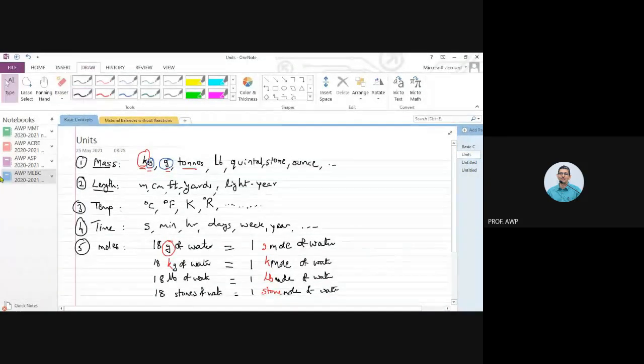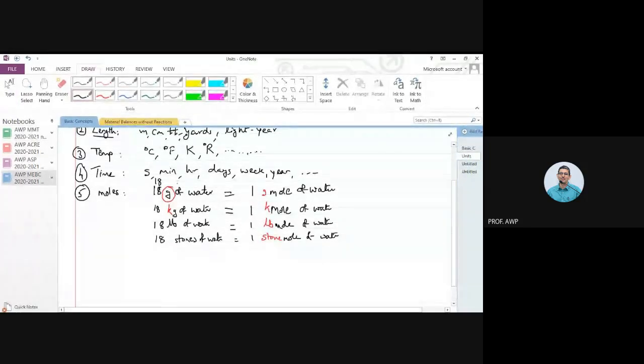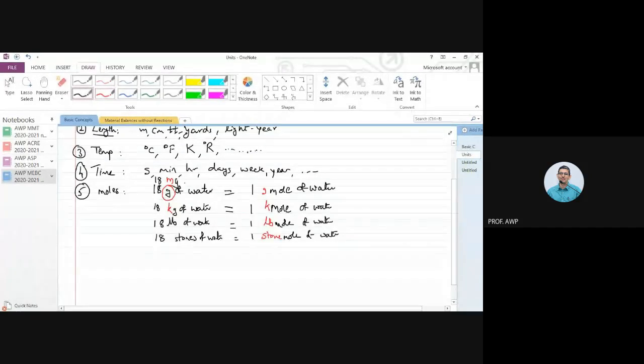So just like we are having grams and kilograms, if we have, let's say, not 18 grams but 18 milligrams of water, what would we get when we convert that into moles? 1 millimole. Or 10 raised to minus 3 mole of water. Right, 10 raised to minus 3 mole, or we can call it 1 millimole of water.